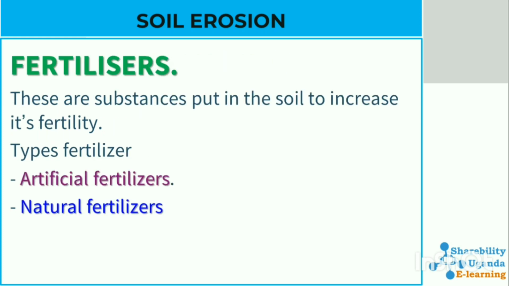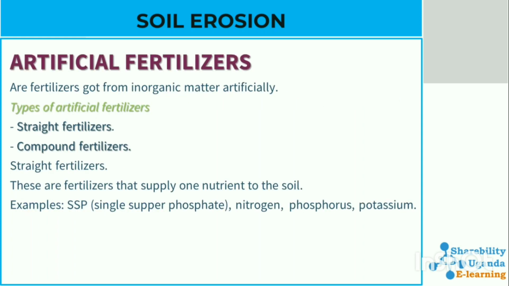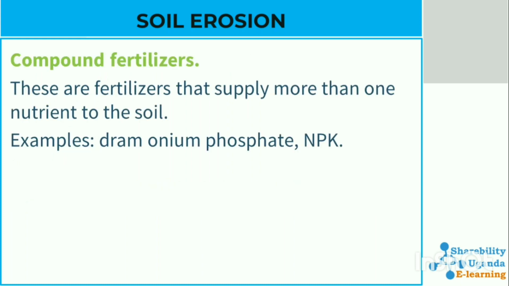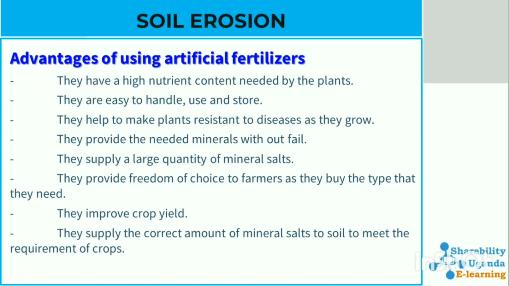Fertilizers are substances put in the soil to increase its fertility. We have artificial and natural fertilizers. Artificial fertilizers are got from inorganic matter and are processed artificially. They include straight fertilizers and compound fertilizers. Straight fertilizers are fertilizers that supply one nutrient to the soil. Examples include SSP, which is single superphosphate, nitrogen, phosphorus, and potassium, among others. Compound fertilizers are fertilizers that supply more than one nutrient to the soil, and they include diammonium phosphate or NPK.